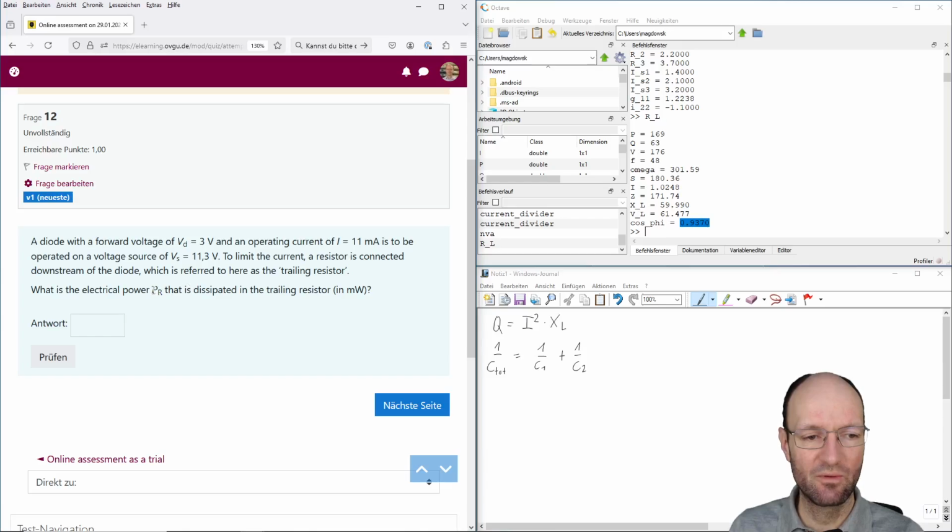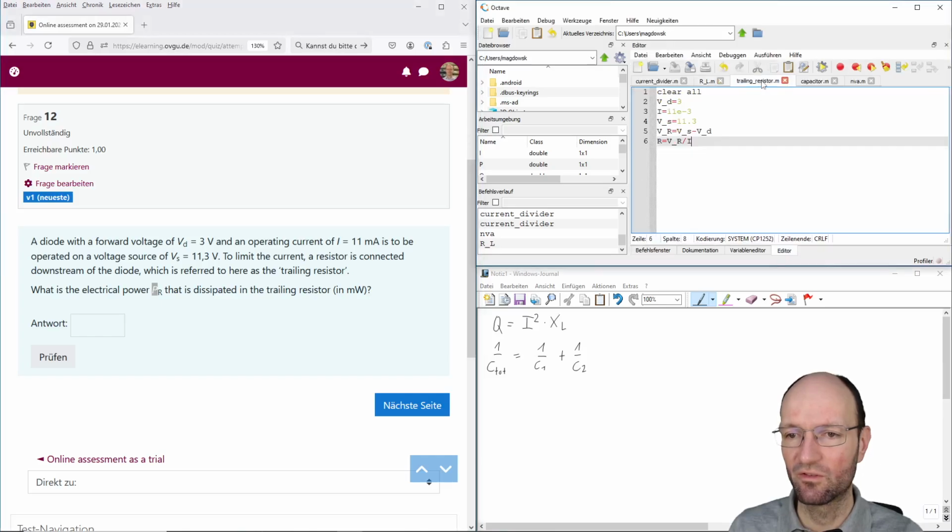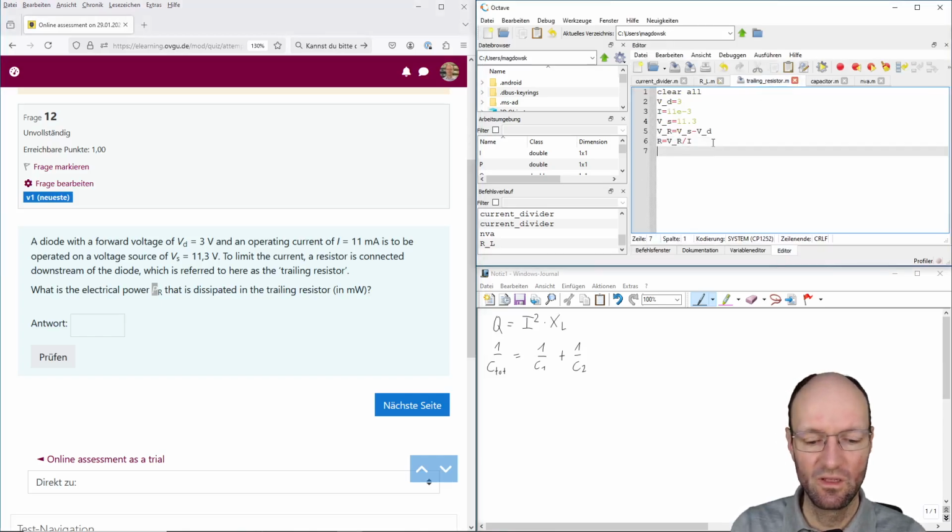So next question, once again related to this diode circuit. And here the question is, what is the electrical power that is dissipated in this resistor? So let's check for the resistor here. And the power is voltage multiplied with current.